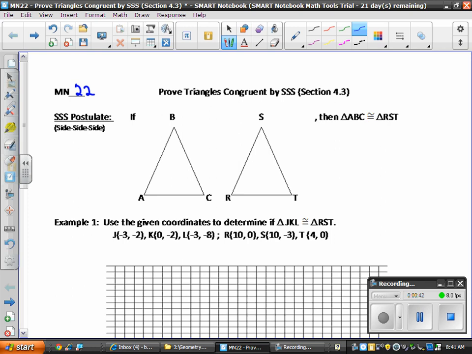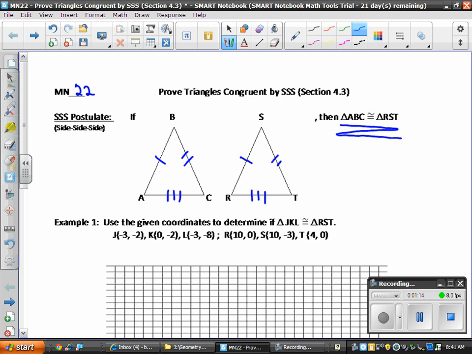To say that in a little bit more simplified terms, let me just show you here in your note guide. If you have that length AB is congruent to RS, and BC is congruent to ST, and AC is congruent to RT, you have all three corresponding sides congruent to the other triangle, which means then that the triangles themselves are congruent. And here's the congruent statement right here.